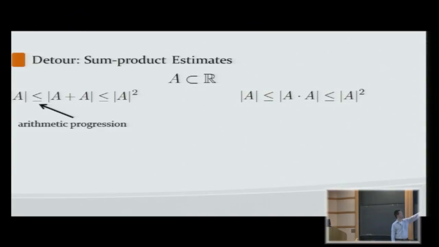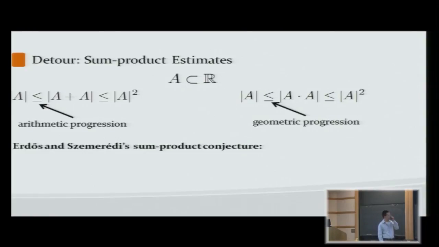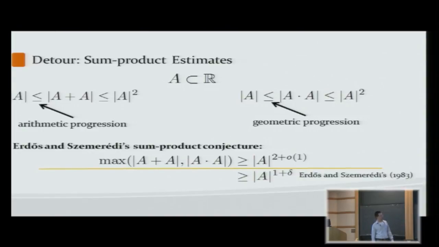And so this happens if you're in arithmetic progression, and this happens over here. So the sum set is as small as possible when you're in arithmetic progression. The product set is as small as possible in geometric progression. And the question is, can this happen simultaneously? And so Erdős and Szemerédi have a conjecture about this, and they claim that one of these will always be at least nearly as big as possible, either the sum set or the product set.